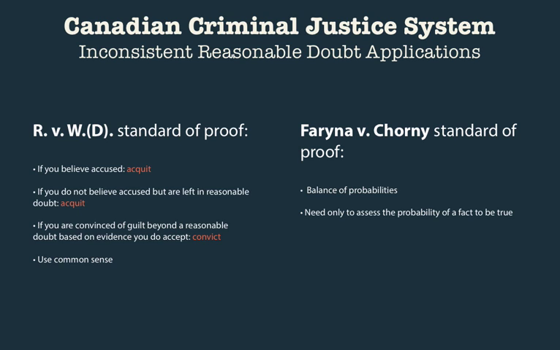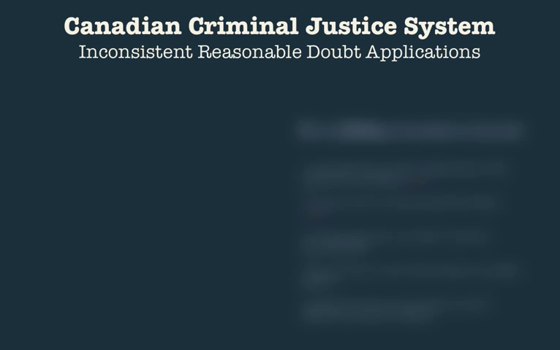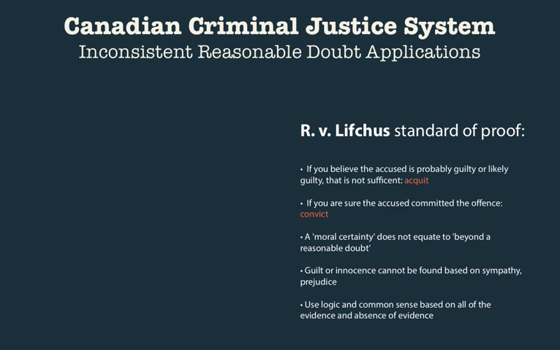But if we overturn R versus WD, which was applied in the R versus Uriar Mandy Gray case, then we are only left with R versus Lifchus as the model or test for the standard of proof. Can this help weed out the liars and professional victims? I think it can.